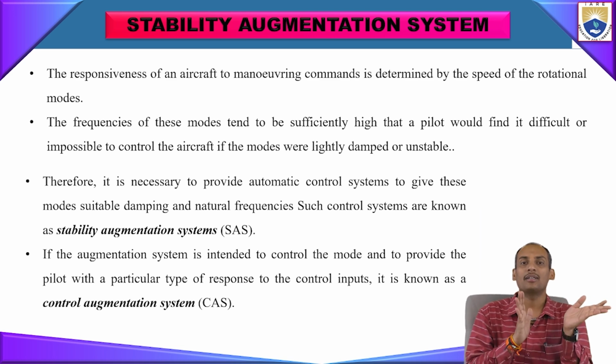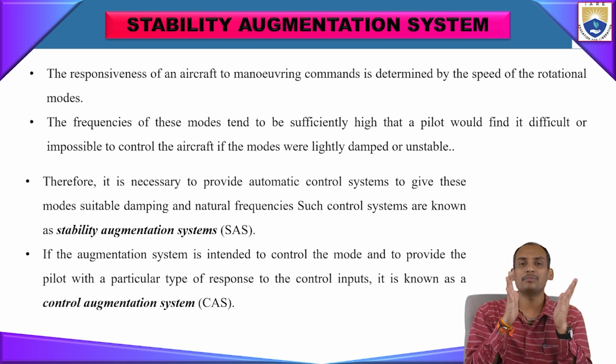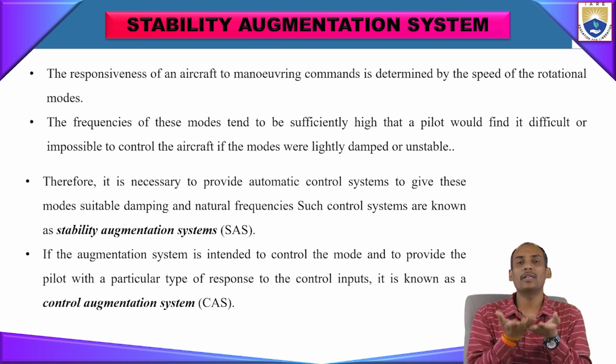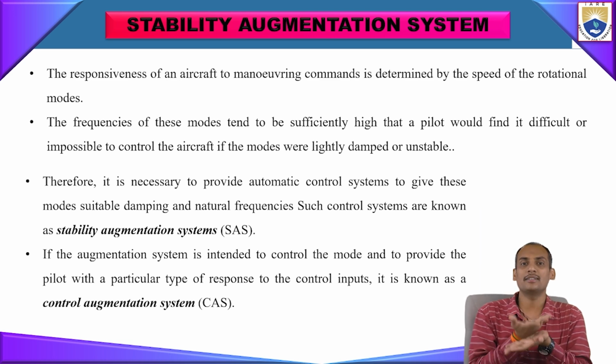So for making the system stable, whenever we give deflection to the control system, even then the aircraft is able to come back to its original stable condition. That required system is called a stability augmentation system. And if the control system responses also come back to the original neutral position, then that type of system is called a control augmentation system.